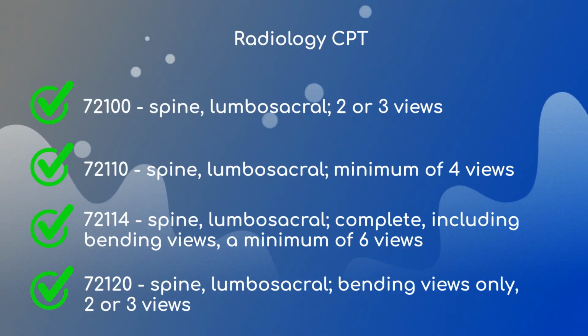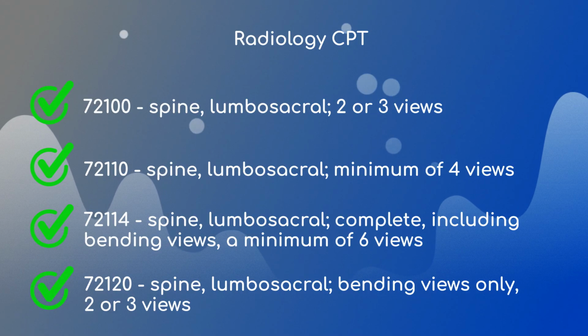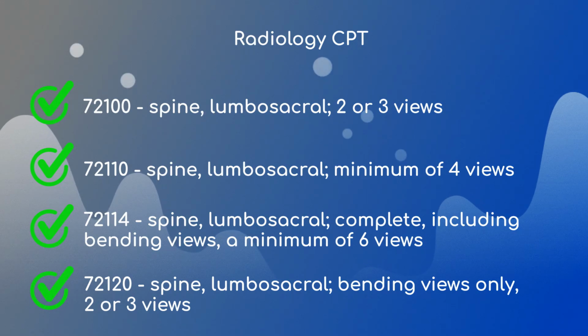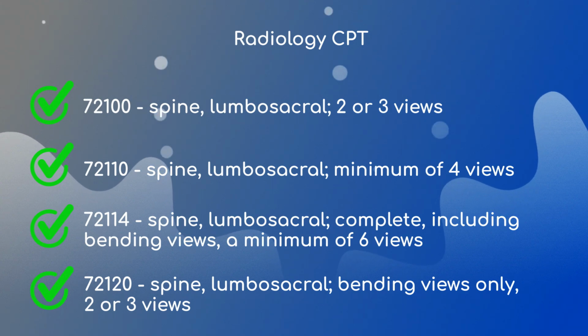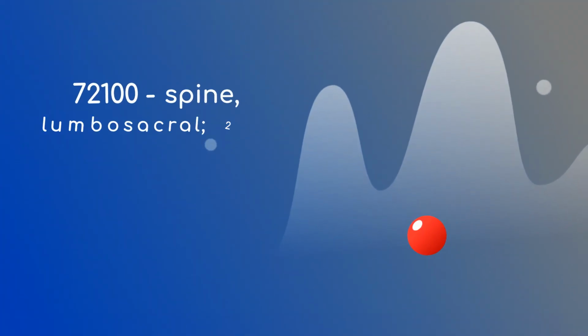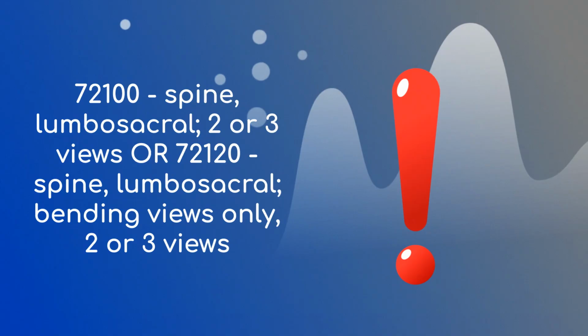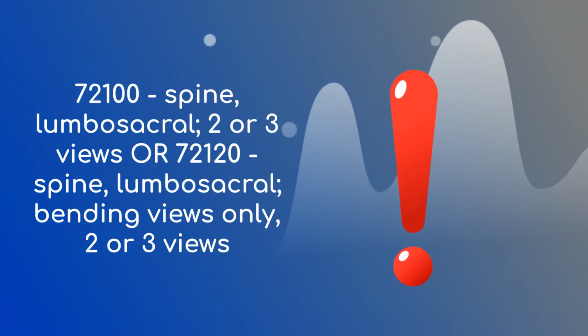72120, radiologic examination, spine, lumbosacral, bending views only, 2 or 3 views: X-ray showing up to 3 views of the low back, lumbosacral spine. 2 to 3 films are taken of the lumbar spine or lower back, with the patient bending to demonstrate the mobility of the intervertebral joints. Although CPT 72100 and CPT 72120 both involve 2 to 3 views of the lumbosacral spine, the critical difference lies in how the images are taken and why.